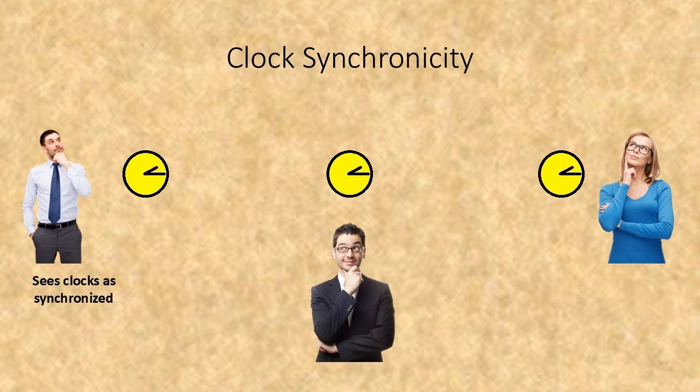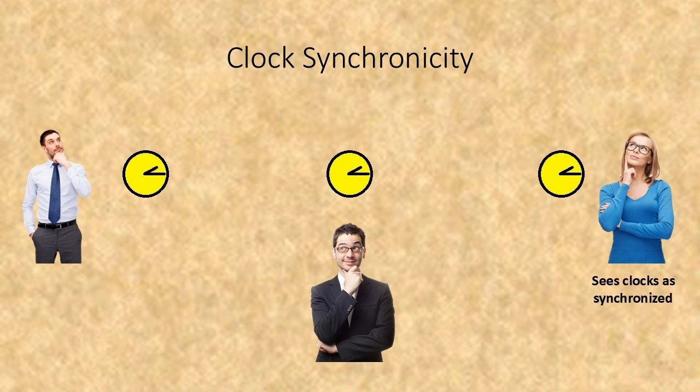If the guy on the left sees all three clocks as synchronized, then the guy in the center will see both of the other clocks behind his, with the one on the right behind the one on the left. The woman on the right will see all three clocks as out of sync with the other two clocks behind hers, and she will see the one on the far left as being further behind hers than the one in the center.